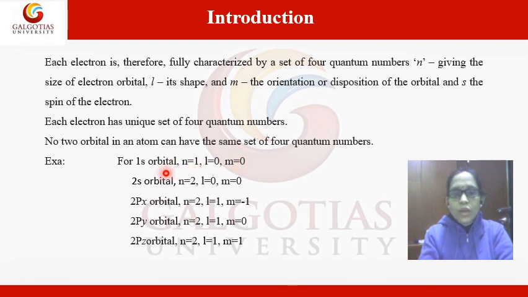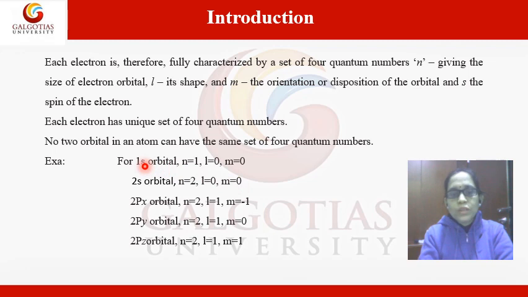So for 1s orbital, n is equal to 1, L is equal to 0 and m is equal to 0. Similarly, for 2s orbital, n is equal to 2, L is equal to 0 and m is equal to 0, because here it is 2s orbital, so n value is 2. But for s orbital, L is equal to 0. Since L is equal to 0, we know m value depends upon the value of L. That means magnetic quantum number depends upon the value of azimuthal quantum number. So m is equal to 0.